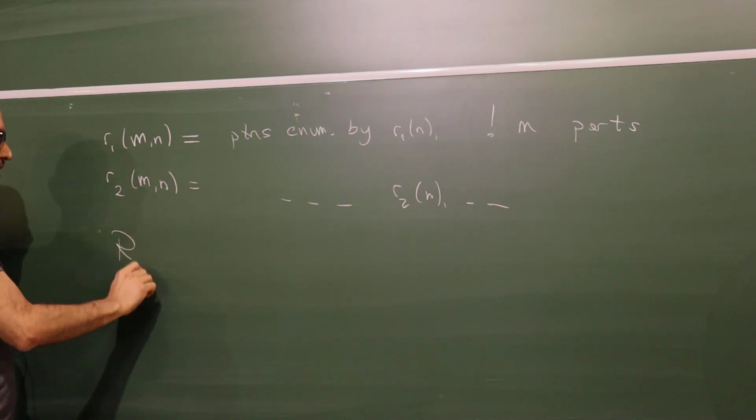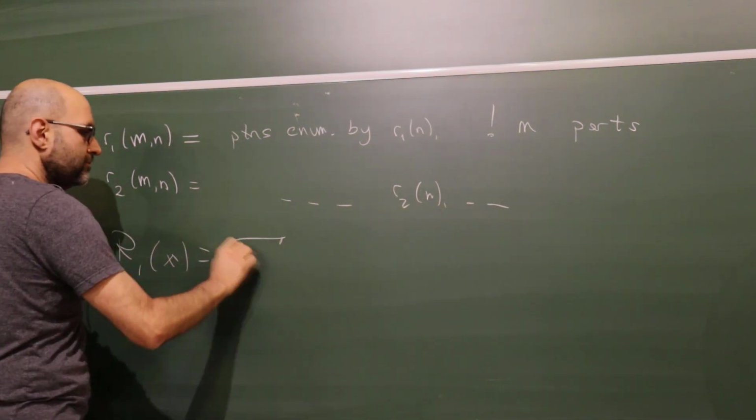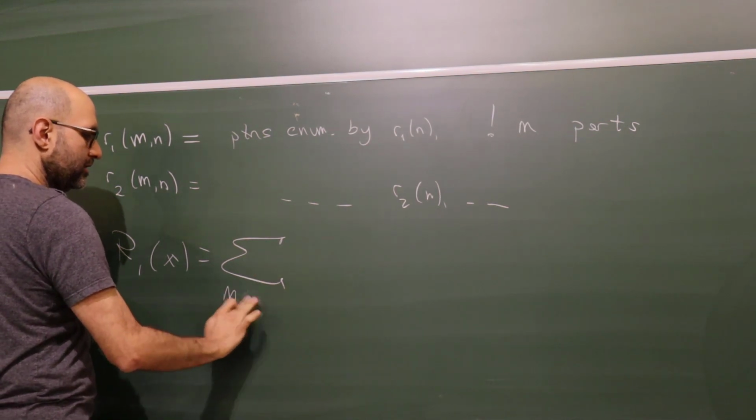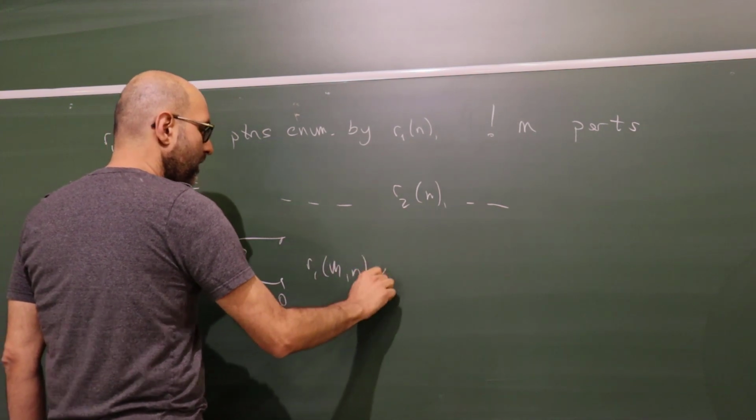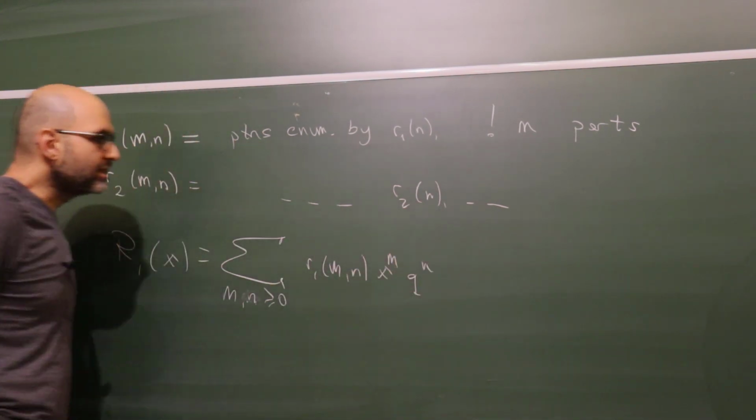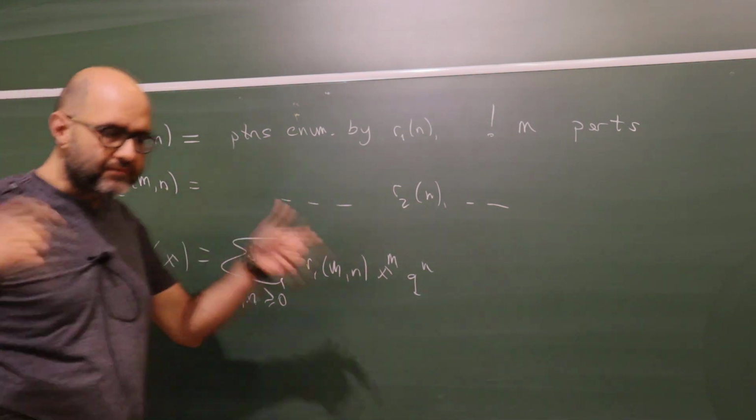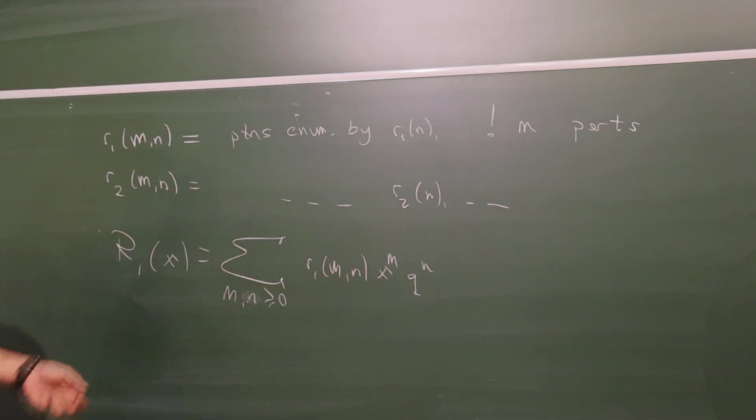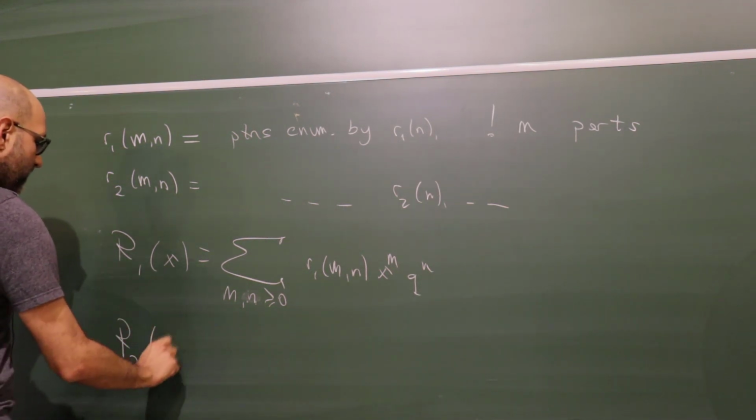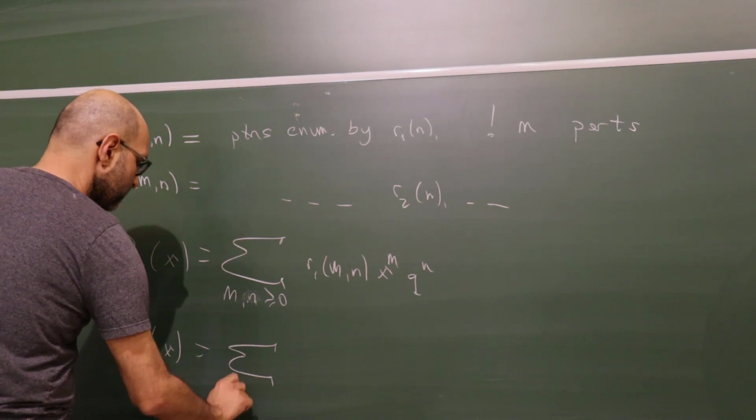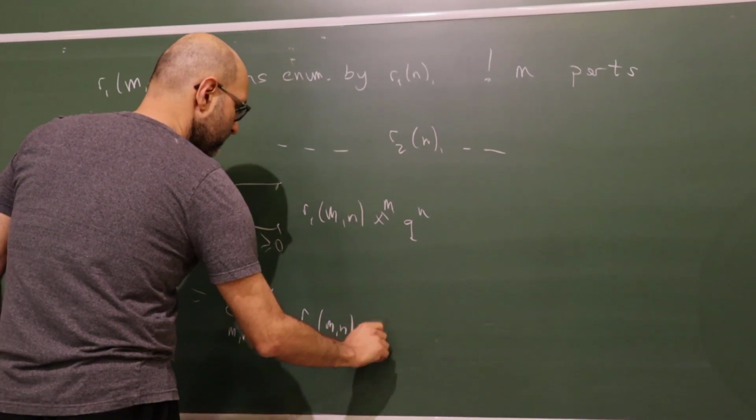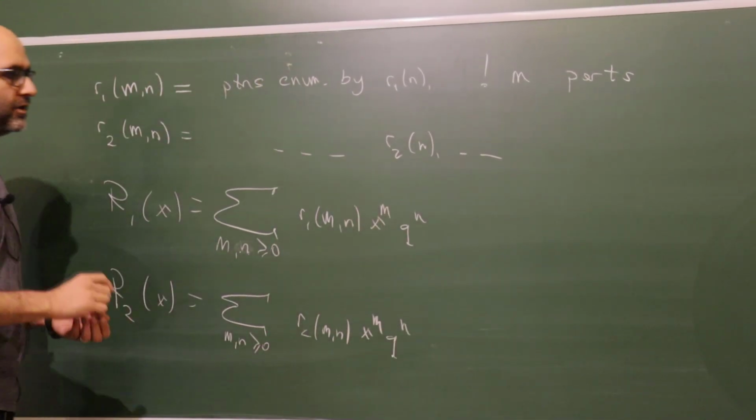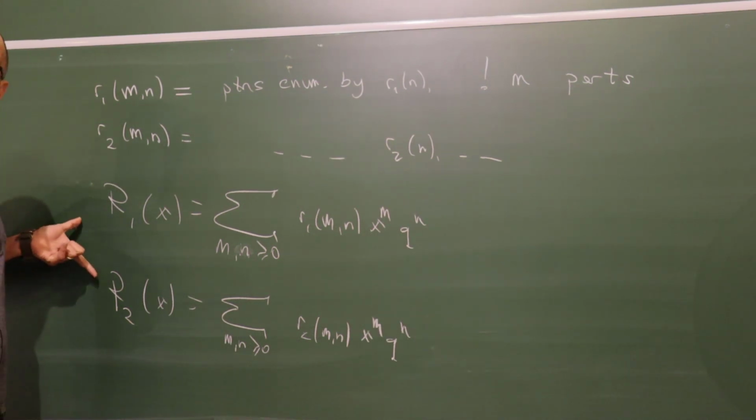And we said big R1 of x, the double series where m and n run over natural numbers, x to m, q to n. Basically, the exponent of x keeps track of the number of parts, the exponent of q is the weight of the partitions. Same for R2. Okay, so today's goal is to find two different solutions, two different forms for these series.